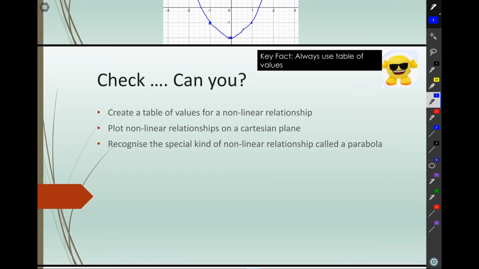So don't forget guys, do a couple of questions, come back and check in with these success criteria again, make sure we're comfortable with creating a table of values. Don't forget, use your calculator there to help you. And then we plot our points on our graph, join them with a line. And don't forget, a parabola is when it looks like this.